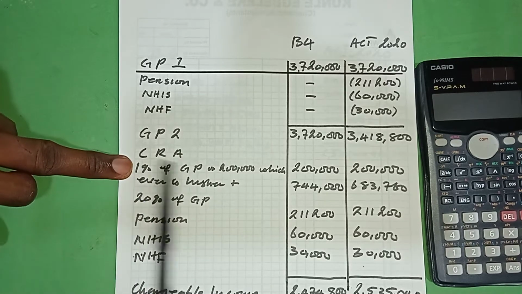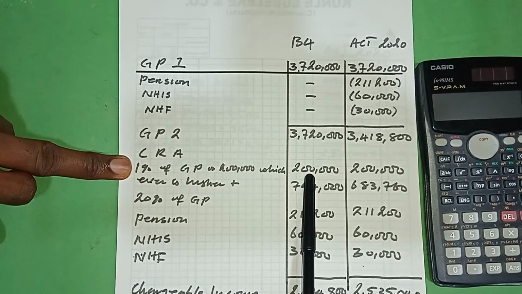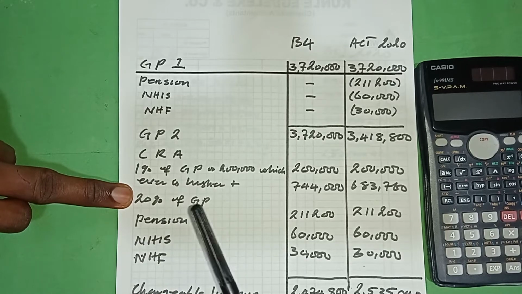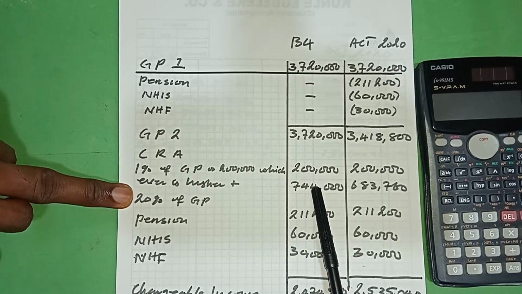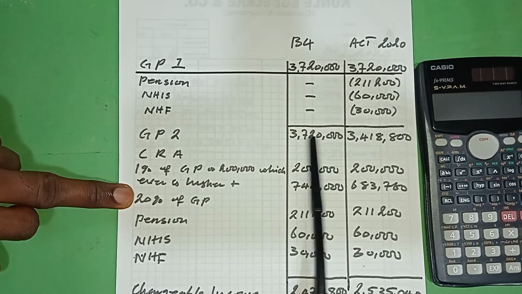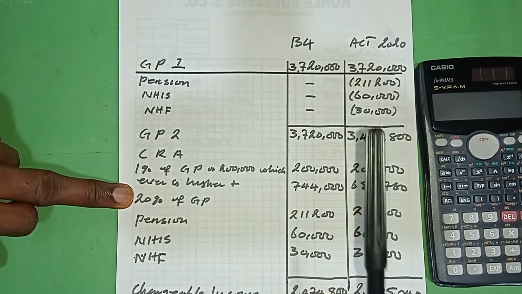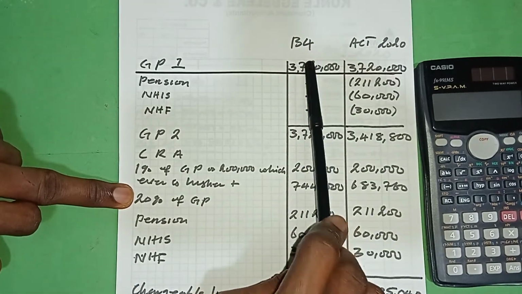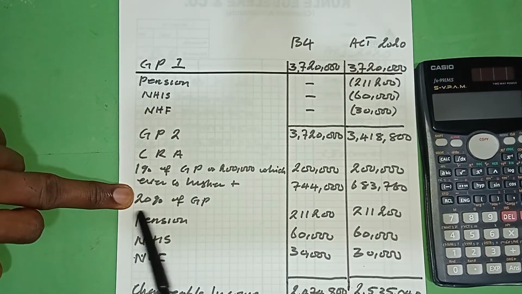Good. Now, the CRA is 1% of GP or 200,000, whichever is higher, plus 20% of your GP, your gross pay. 20% of this will give you this. You can confirm it with your calculator. 20% of this will give you this. I'm not pointing at this because this is GP2. Though they are still the same, I want to clarify something. That's why I'm pointing at GP1. 20% of your GP1 will give you 744,000.